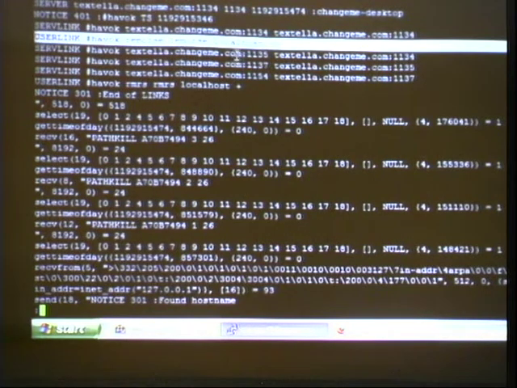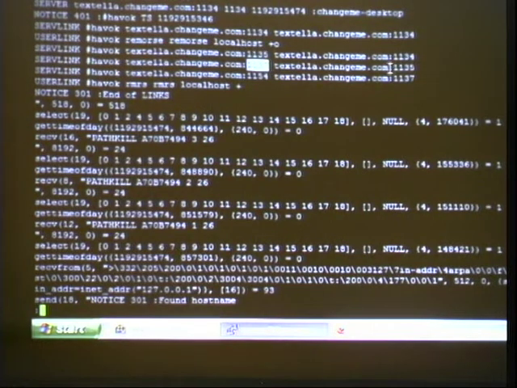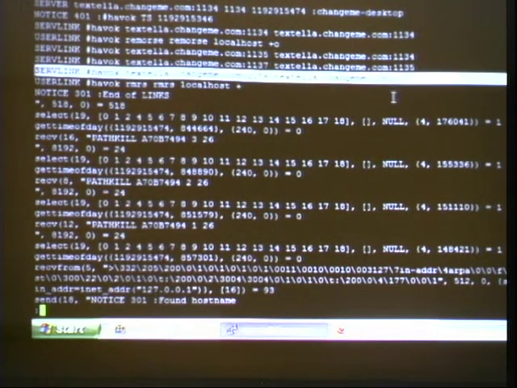Okay, there's Remorse. This is basically just showing you the tree structure. You've got 1134 introducing itself. 1135 is connected to 1134. 1137 is connected to 1135. 1154 is connected to 1137. And there's Remorse. Let's try it from 1154.